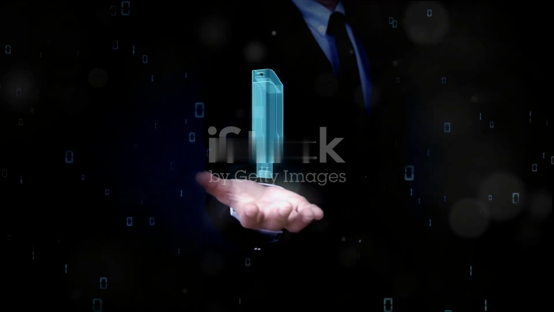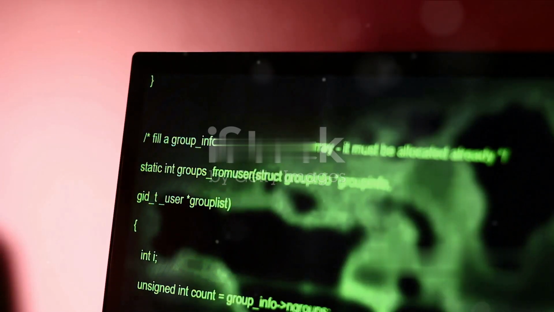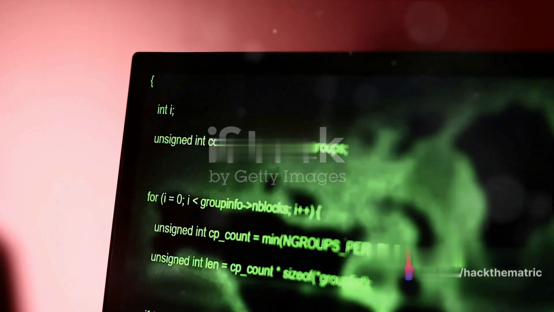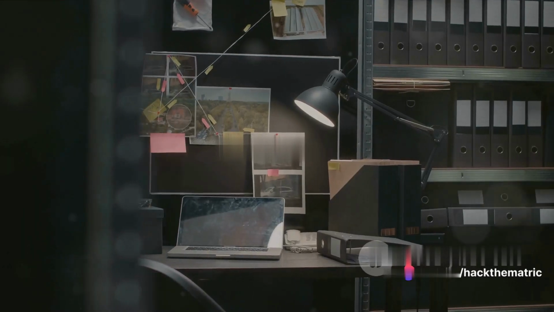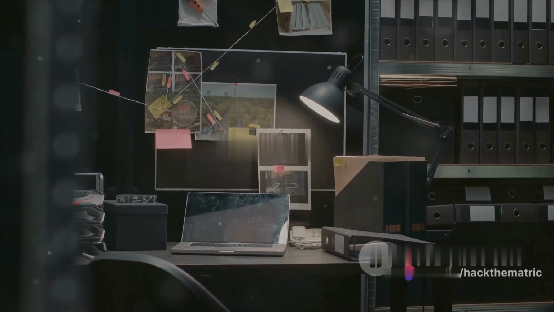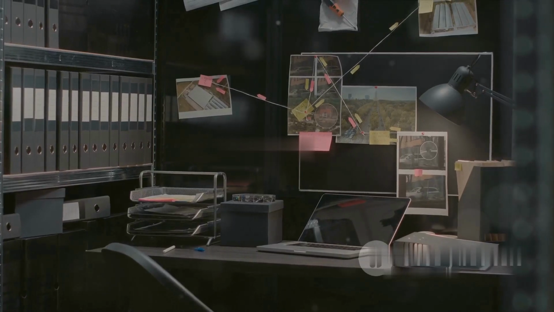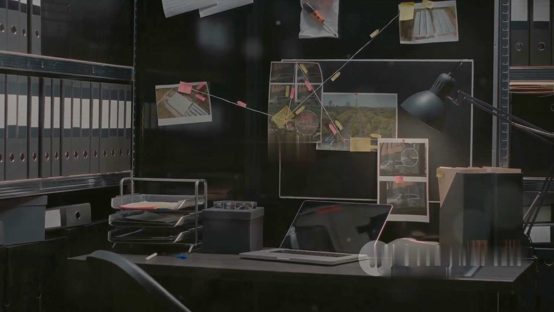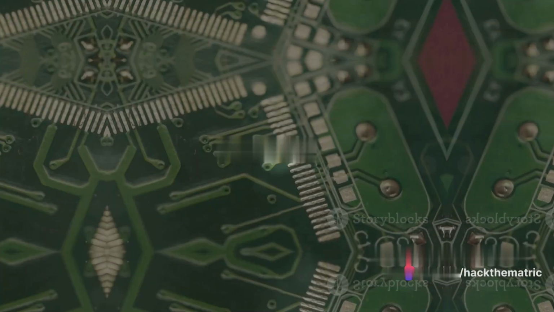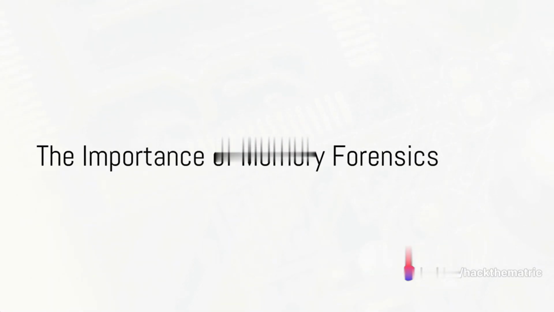On my screen is a popular memory imaging tool. With a handful of simple commands, we can generate an image of our target system's memory. These images can be treasure troves of important artifacts, such as running processes, network connections, or even files that were deleted but briefly lingered in memory. So why is memory forensics so pivotal?